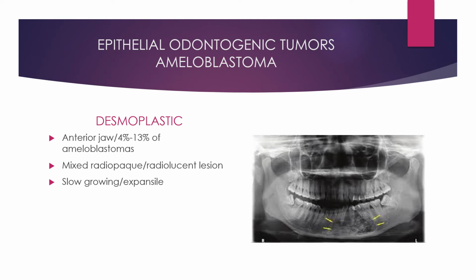Desmoplastic ameloblastomas occur in the anterior jaw, which makes it rather distinctive, but they only comprise about 4 to 13% of ameloblastomas. They are a mixed radiopaque and radiolucent. They grow slowly and, like all ameloblastomas, are expansile.